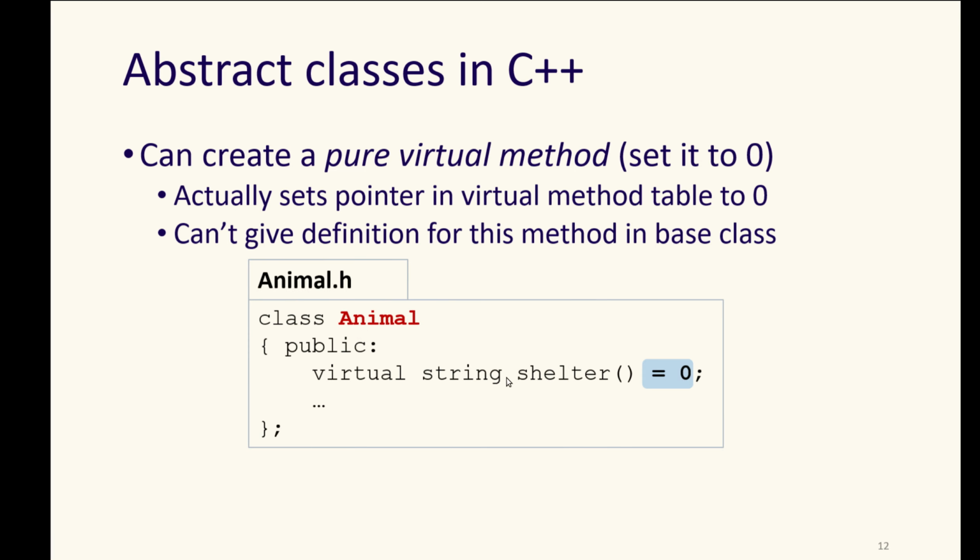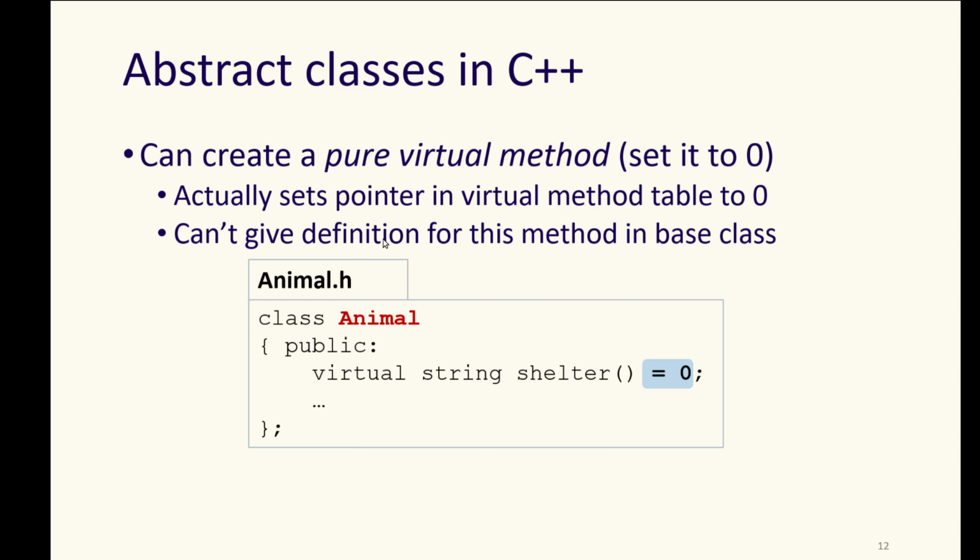If we don't have a good implementation of what shelter is for an animal, for example, if there's not a good generic way to define it in the base class, but we want that polymorphism where lots of different animals will require shelter, then we define it to be pure virtual. We give it no implementation, and we set it to 0. We define it virtual, we set it to 0 rather than giving it an implementation, and that sets the pointer in the virtual method table to 0, and allows us to reference those that are specific to the subtypes, the deriving classes, the inheriting classes.